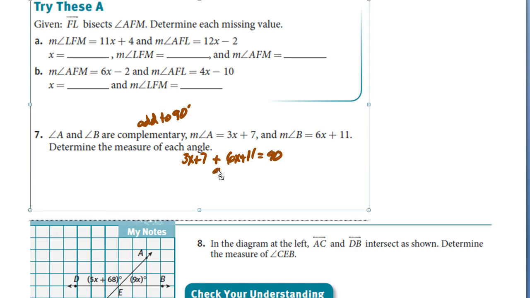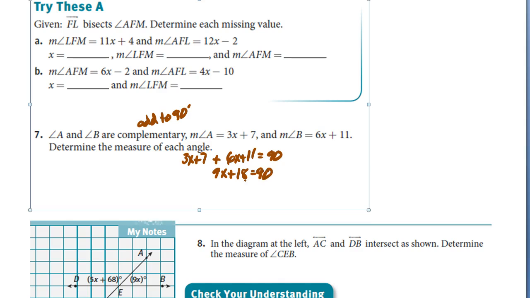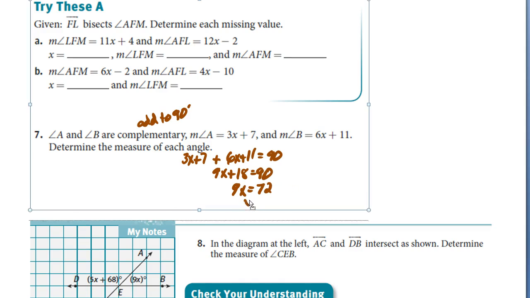3x plus 6x is 9x. 7 plus 11 makes 18. Subtract 18 on both sides of the equation, and that makes 72. And then divide by 9, getting x equals 8. Don't stop there. We were asked to determine the measure of each angle. All we've done so far is found an answer for x. So let's take that 8 and put it in for x and over here as well.